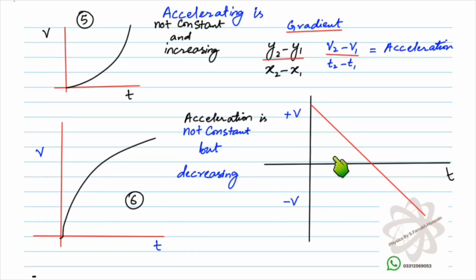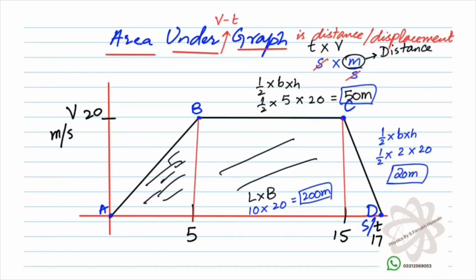Now, area under the graph. Area under VT graph is actually distance, or you can call it displacement as well. In this graph, from A to B, the object is accelerating. From B to C, the object is at constant speed but zero acceleration. From C to D, the object is decelerating with a uniform rate.